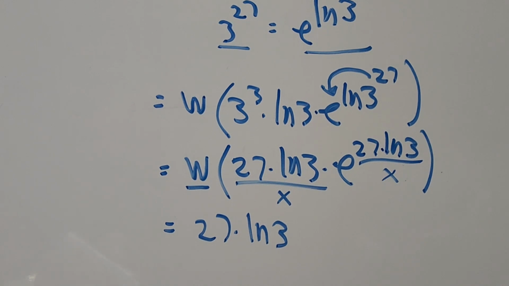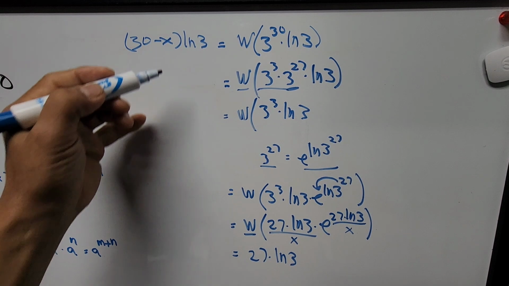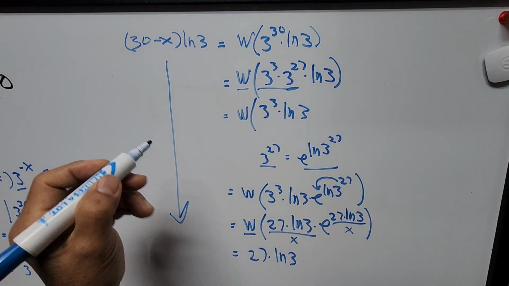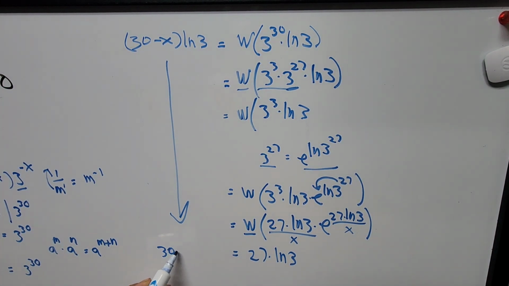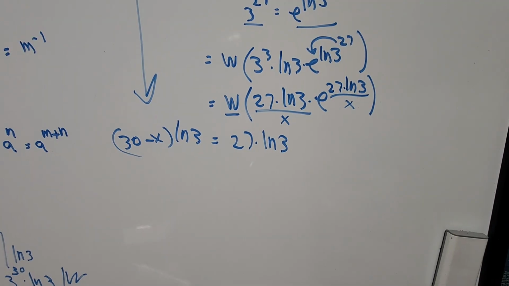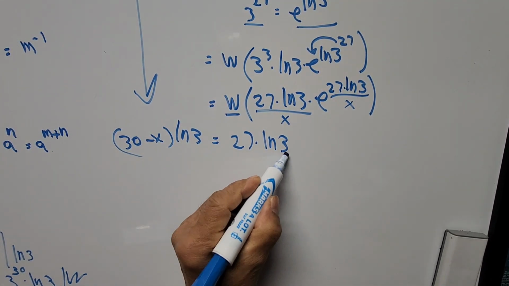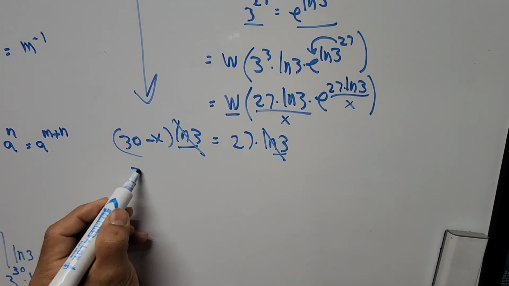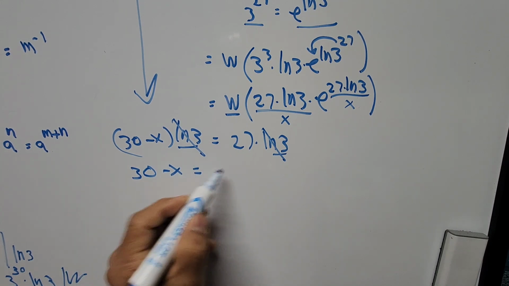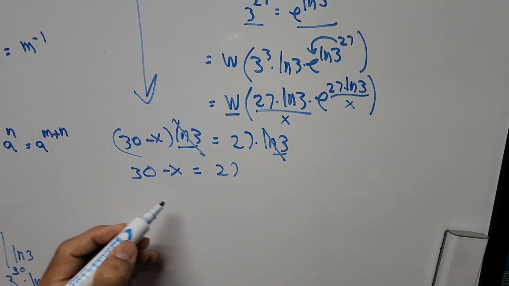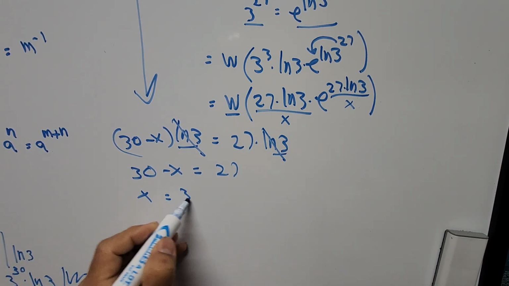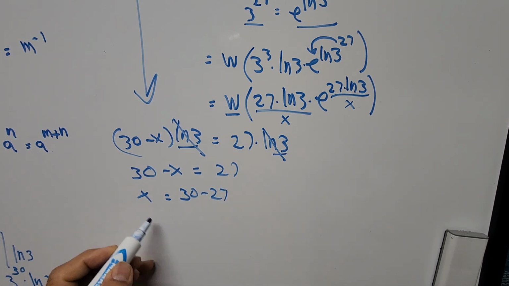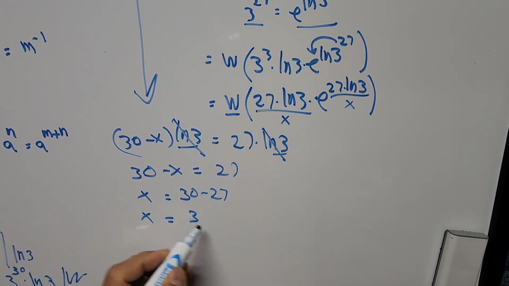And let's not forget our left-hand side of the equation, so we just bring that down. So that is 30 minus x times natural logarithm of 3. Simplifying our equation, we can cancel natural logarithm of 3. So we have 30 minus x equals 27. Solving for x, x is equal to 30 minus 27, so x is equal to 3.